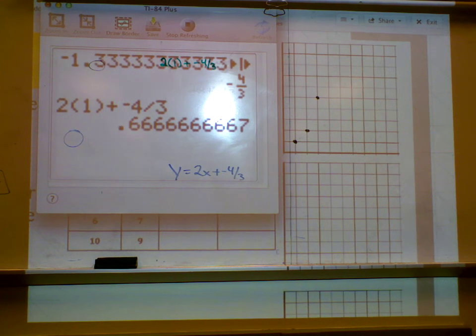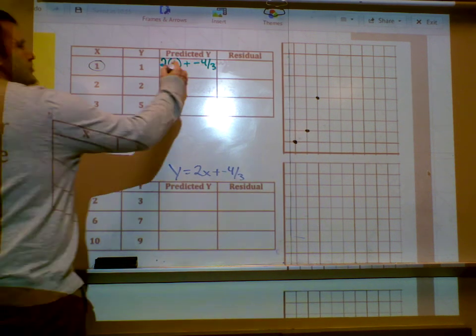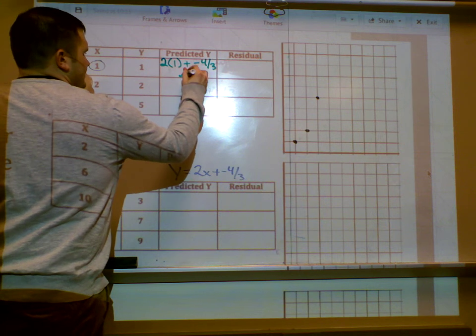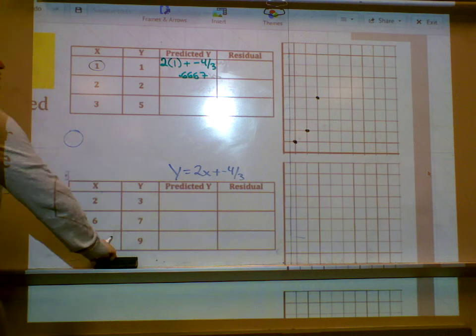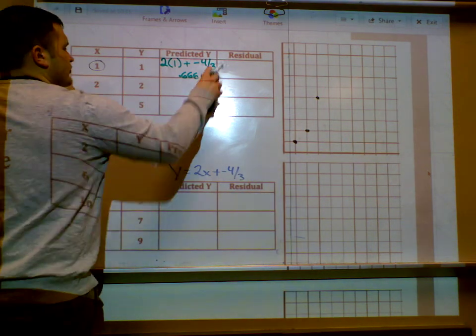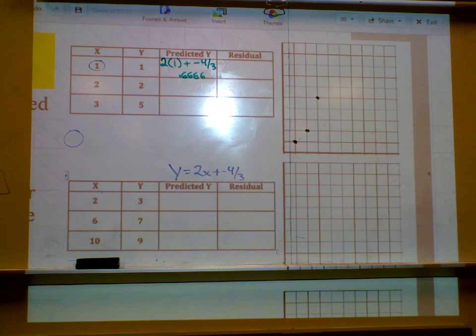Does that make sense? You guys see that? So my predicted y value is 0.6667. Actually, let's use 0.6667 and you'll see why later. Okay, does that make sense? Guys, does that make sense?